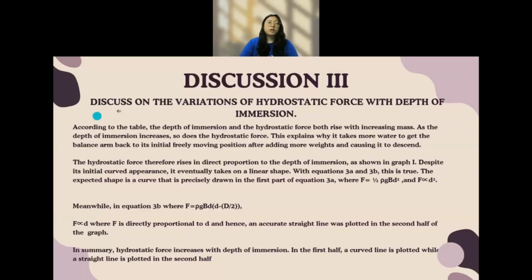So for discussion 3, discuss the variation of hydrostatic force with the depth of immersion. According to the table, the depth of immersion increases and the hydrostatic force increases with increasing mass. So this explains why it takes more water to get the balance arm back to its initial freely moving position after adding more weight and causing it to descend.